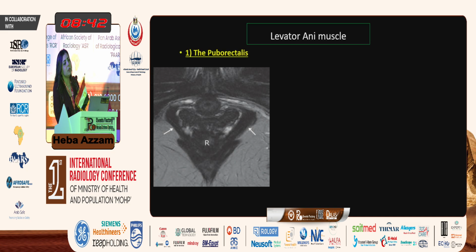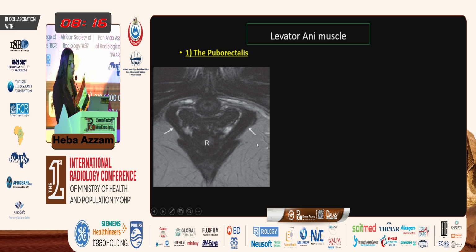The puborectalis muscle arises from the pubic bone, forming a U-shaped sling behind the rectum that is responsible for the formation of the anorectal angle. The space between the two limbs of the puborectalis muscle, through which the urethra, vagina, and rectum pass, is called the urogenital hiatus. The puborectalis is best seen on the axial MR images.